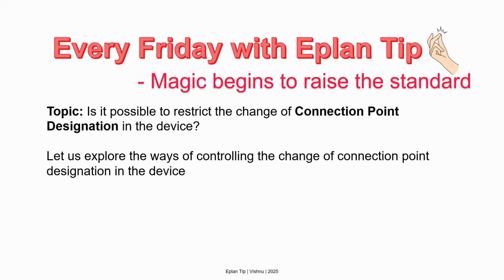So let us see all the ways we can do it. Is there any method by which we can control the connection point designations and all those things? You also need to be aware of something when we want to work on this. Please remember, you should be aware of message management.